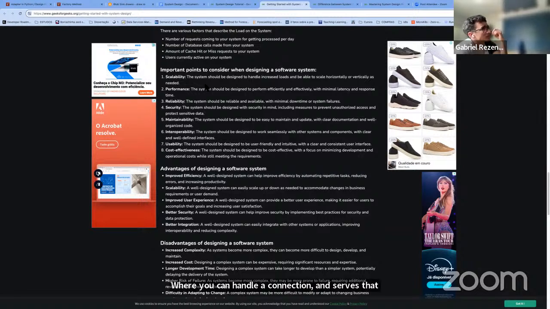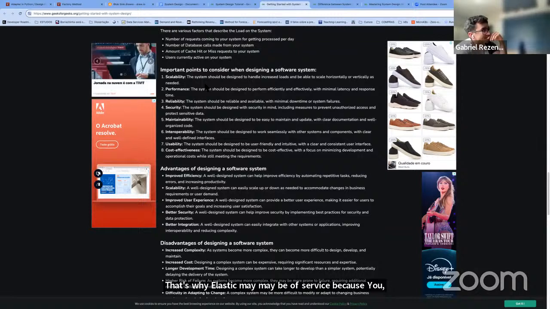Another approach is vertical scaling. That's why Elastic may be of service, because you can easily handle the increase of requests, increasing the memory, the storage, and so on and so forth. That's another approach that may be combined.